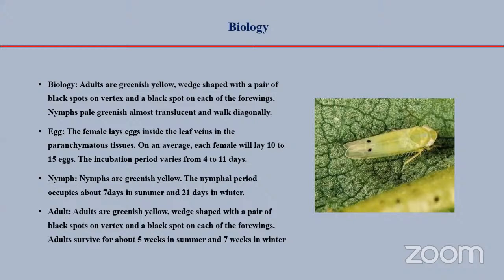The adult, as I said, will be greenish yellow and wedge shaped. The adult will survive for about 5 weeks in summer and 7 weeks in winter. So based on the climate, the survival rate also increases. That's why climate change plays a very important role in pest occurrence and incidence.